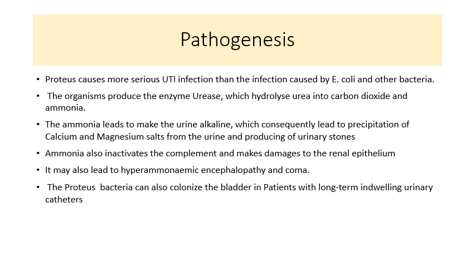The production of ammonia can also lead to inactivation of the complement system and then damage to the renal epithelium. It may also lead to hyperammonemic encephalopathy and coma. These are other important complications that can result from infection with Proteus. This bacteria can also colonize the bladder in patients with long-term indwelling urinary catheters.